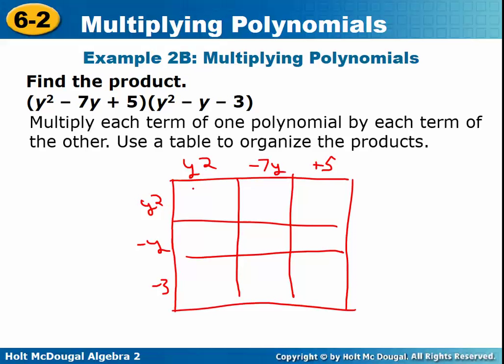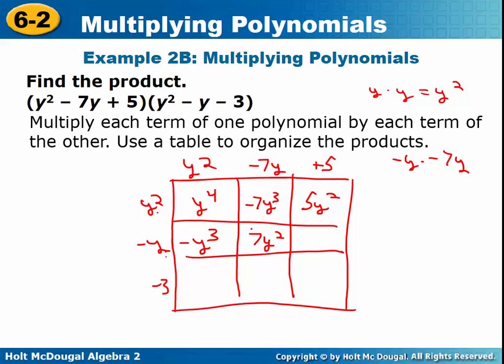And then you multiply inside each box. So I'm going to go y squared times y squared is y to the 4th, and the product goes inside the box. And then I'll go y squared times negative 7y is negative 7y cubed, and y squared times 5 is 5y squared. Then I just drop down to the second row in the first column would be negative y cubed, negative y times y squared, and then I go negative y times negative 7y. That will be a positive 7y squared. Remember, y times y is y squared. And then I go negative y times 5, which would be negative 5y.